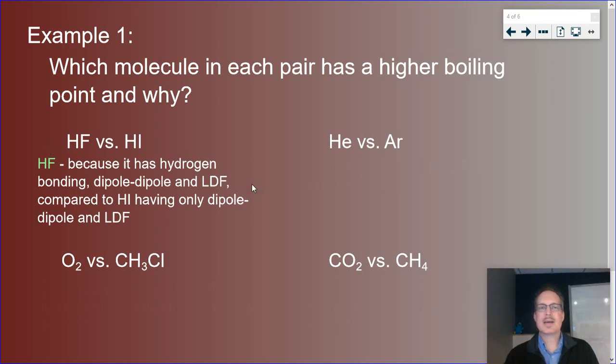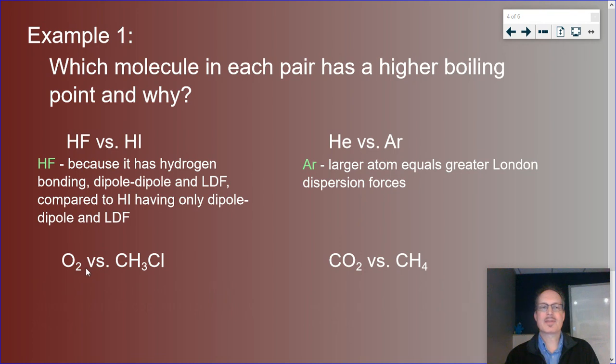Let's look at the second example. Helium versus argon. Okay. Now, both of these are noble gases. They're both just atoms. Therefore, argon is going to win because argon is a larger atom, which means it has more electrons, which means it has greater London dispersion forces.